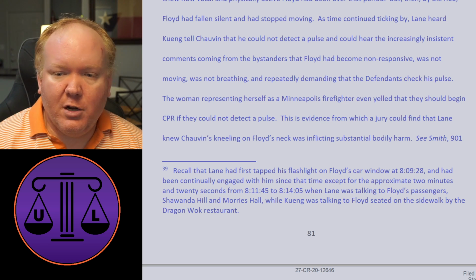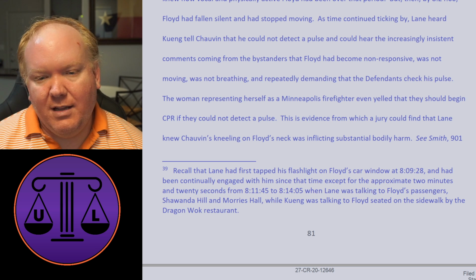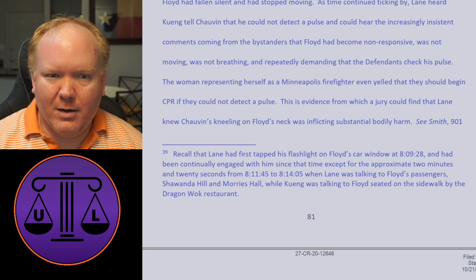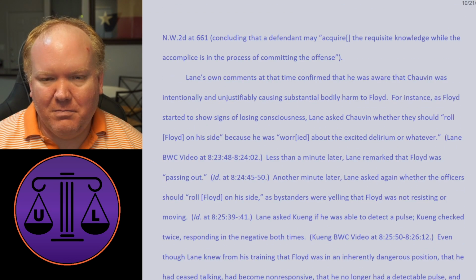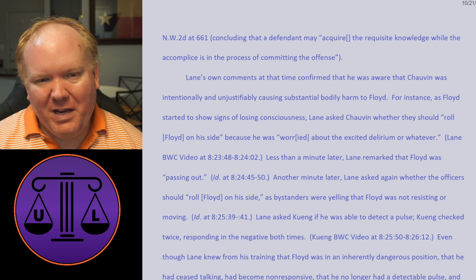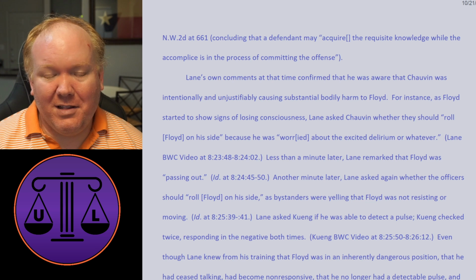There is evidence from which a jury could find that Lane knew Chauvin's kneeling on the neck was inflicting substantial bodily harm. I guess you could infer that. It's a bit of an uncharitable inference, but it is one that's allowed for by the facts.